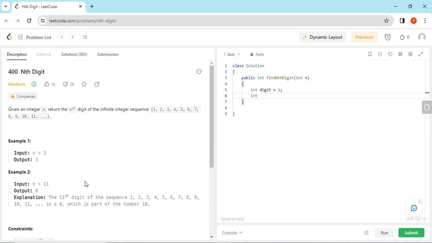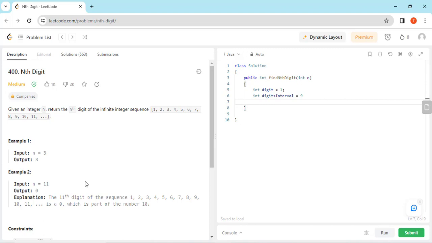And what is the number of digits in the interval? So digits interval I'll give. That is 9, because first it is having 9, then it is having 180, then it is having 2700. It goes on like this. That's why I'm giving the value as 9.